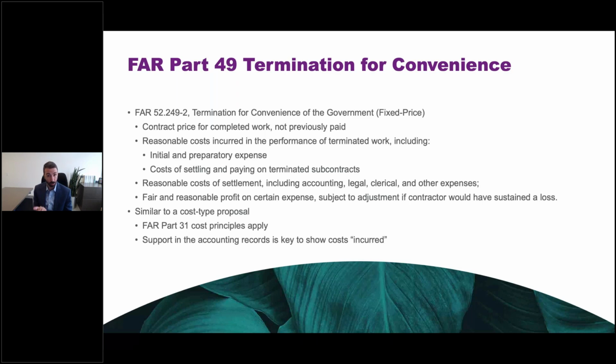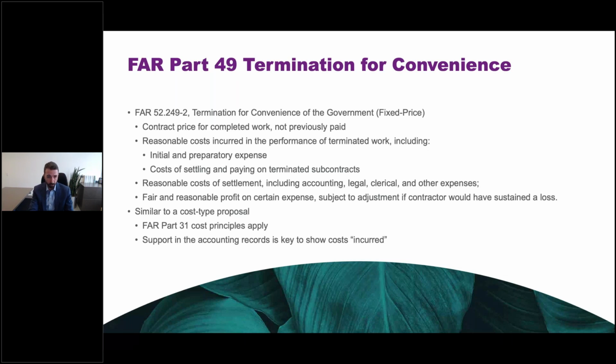This is just a summary of what they are. You get the contract price for completed work not previously paid. But you also get, and this is key, and this is what we're going to talk about largely for the rest of this presentation, reasonable costs incurred. You get costs, okay? It essentially converts your agreement, whether it's a fixed price agreement or a cost type agreement, into a cost-based agreement where you claim costs of work plus certain costs of settlement, and the government is required to pay it if you meet certain standards. So reasonable cost incurred is what you get.